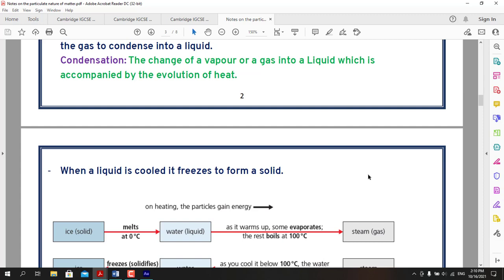When a liquid is cooled, it freezes to form a solid. And again, the particles of the liquid move even closer to each other. The intermolecular forces increase, the intermolecular spaces decrease, and the liquid is turned into a solid. We'll see an example right now.